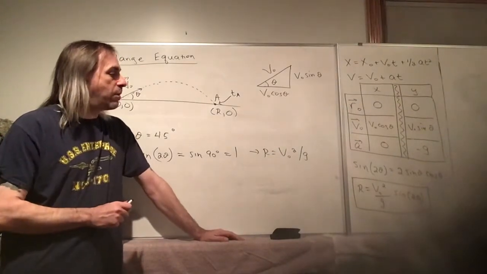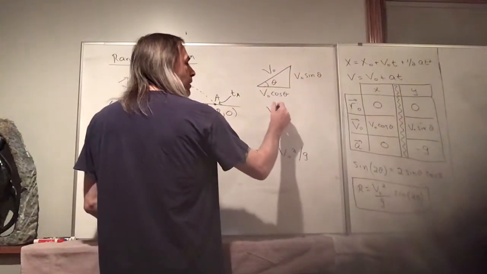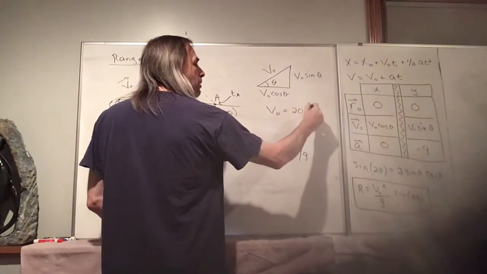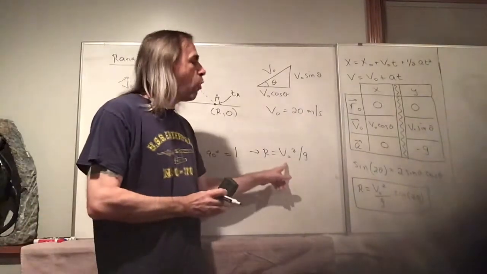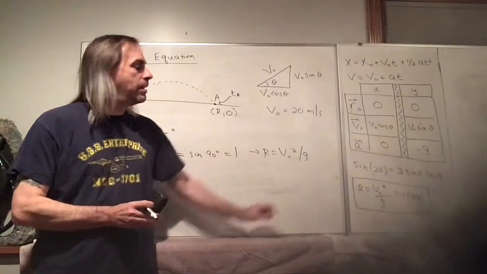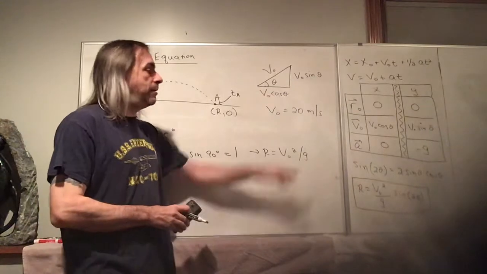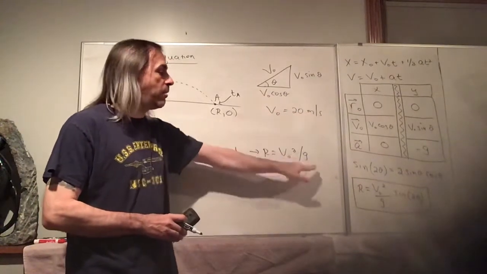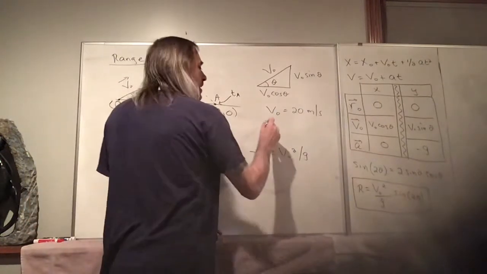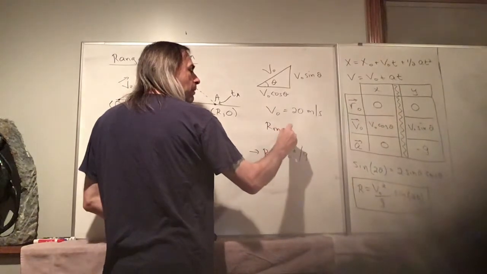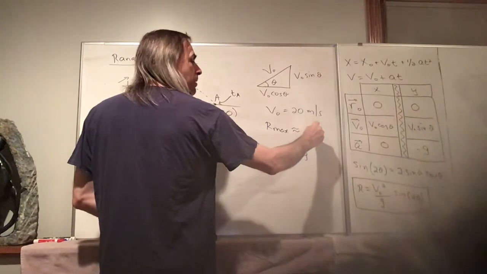Now, I want to make a problem. Let's pick a particular value for v naught, let's say 20 meters per second. So we can expect the maximum range to be 400 meters squared per second squared, divided by 9.8, which we can approximate as around 10. And remember the units: we have meters squared over seconds squared, divided by meters per second squared. That gives us a range in meters. So in this case, our max would be around 400 divided by 10, or 40 meters.